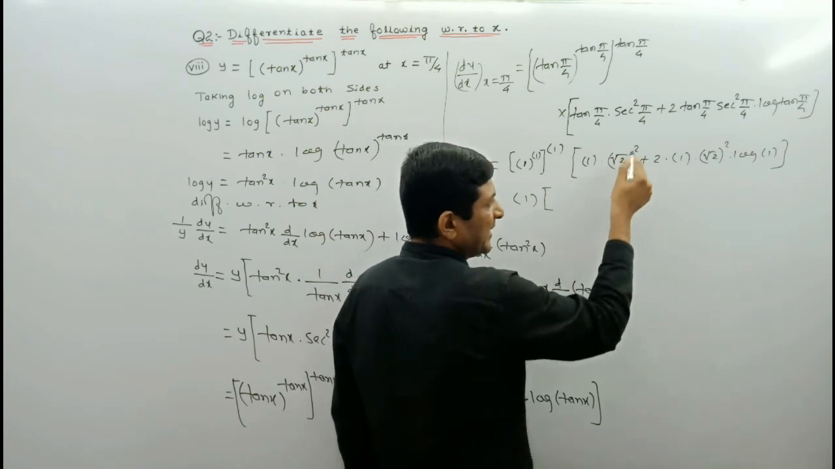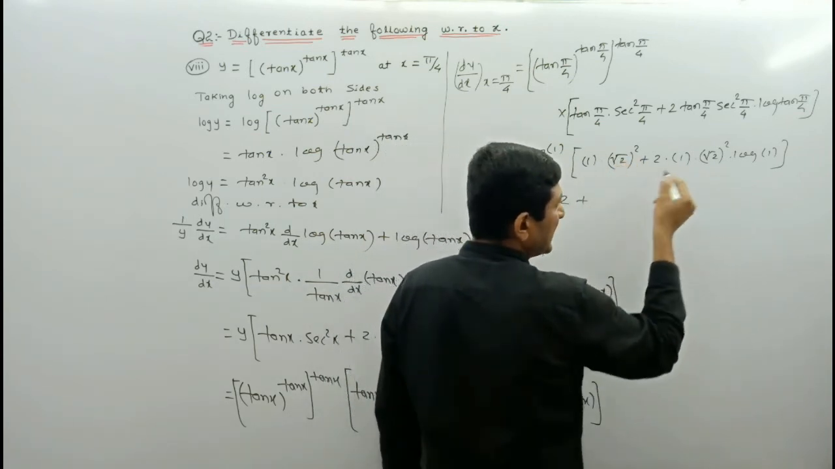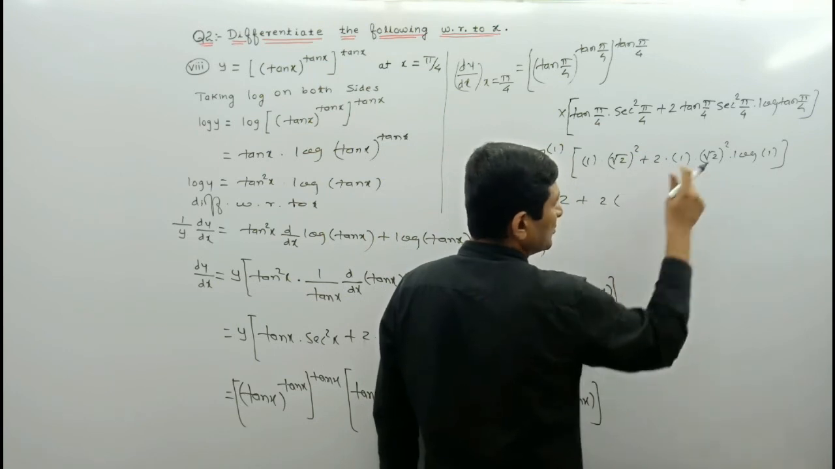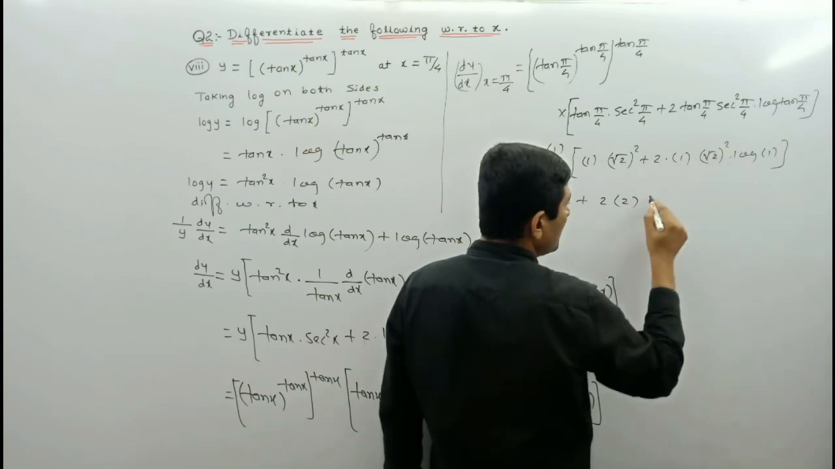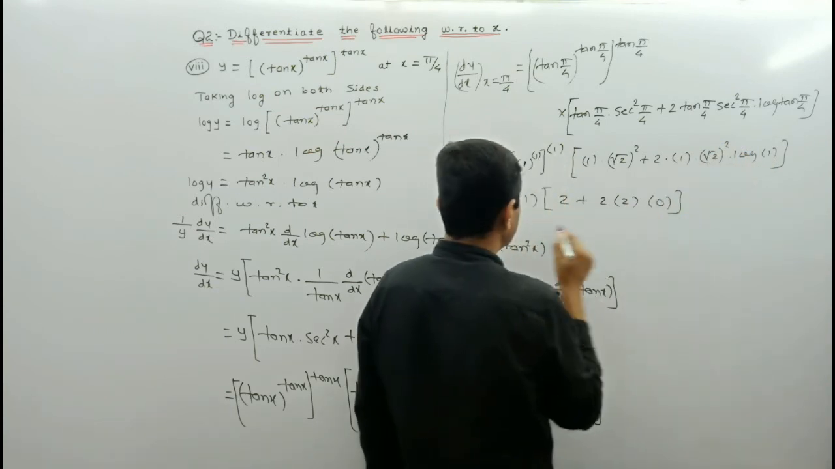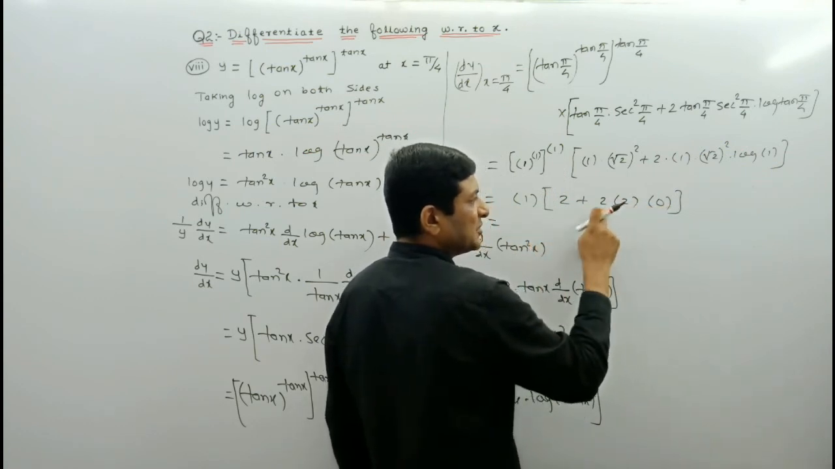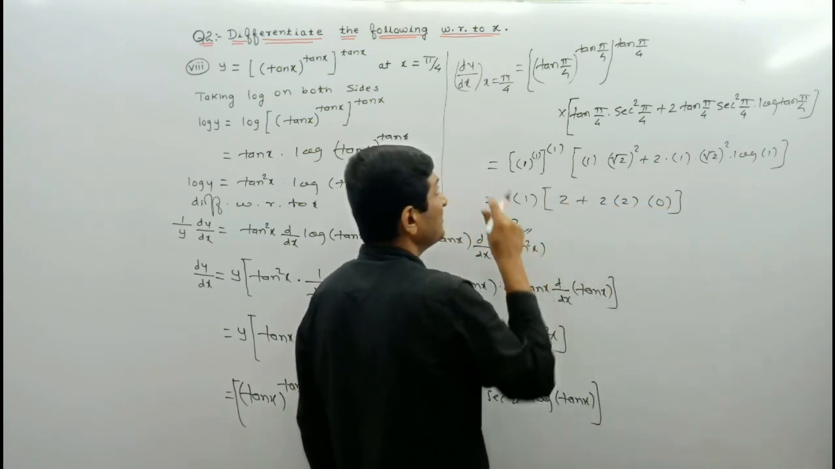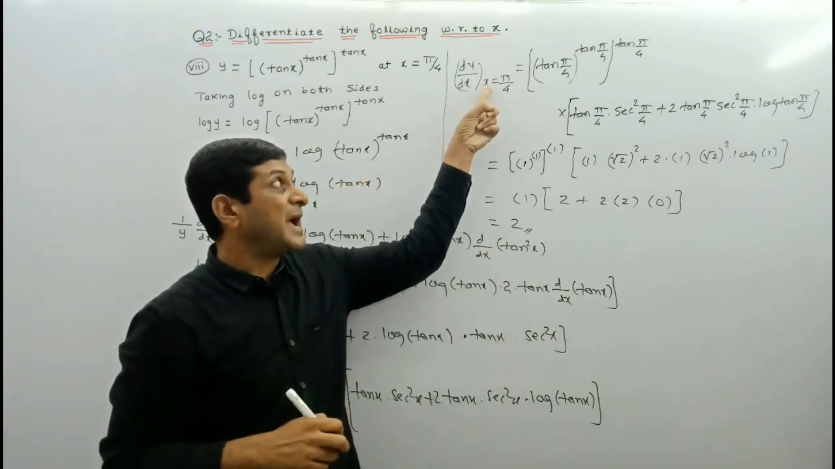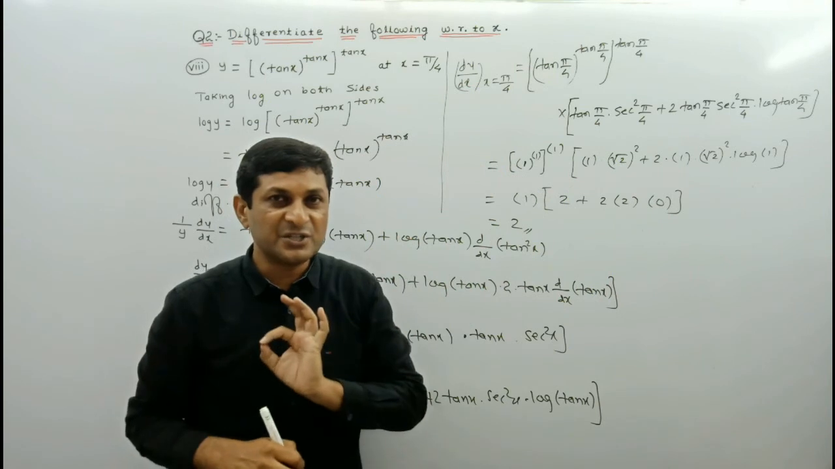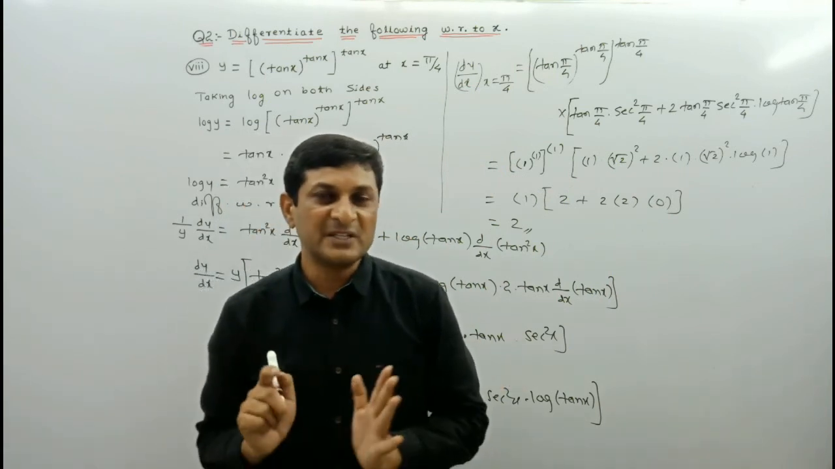Here square of root 2 is 2, 2 into 1 is 2, plus here what we are getting 2 into 1 into 2 will be equal to 2 because square of root 2 is 2, but log 1 is equal to what? 0. So 0 into any number is 0, 0 plus 2 will be equal to 2. Means in this way we have got the value of the derivative at x is equal to pi by 4. And what is the value of differentiation? 2. In this way we have completed all the examples from this question.